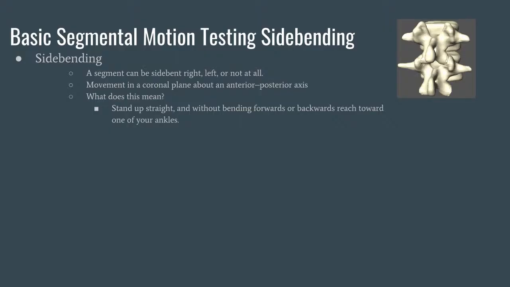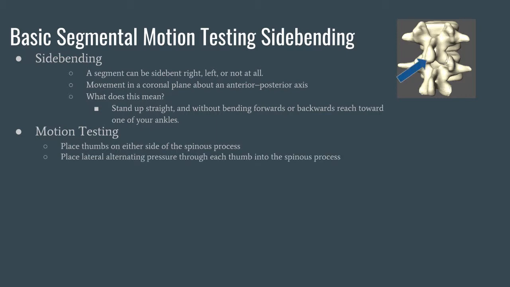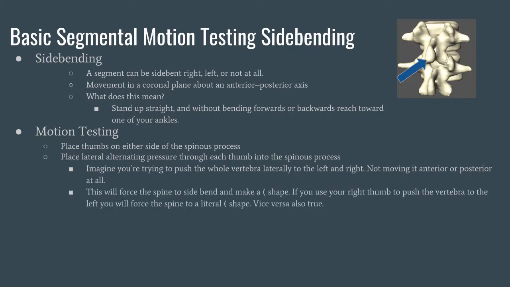Now that we know what side bending looks like, how do you motion test for side bending? There are multiple ways to do this. One of the ways is to place your thumbs on either side of the spinous process, here, and place equal alternating pressure laterally through the process to each side through your thumbs. Imagine you're trying to push the whole vertebra laterally to the left and right, not moving it anterior or posterior at all. This will force the spine to side bend and make this shape, kind of like a parenthesis.